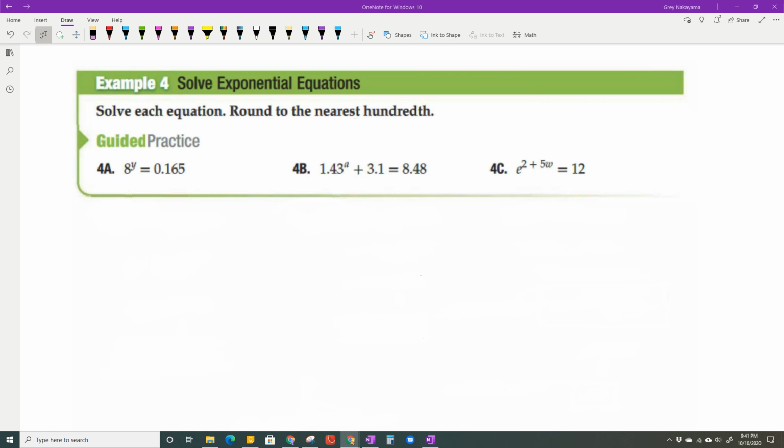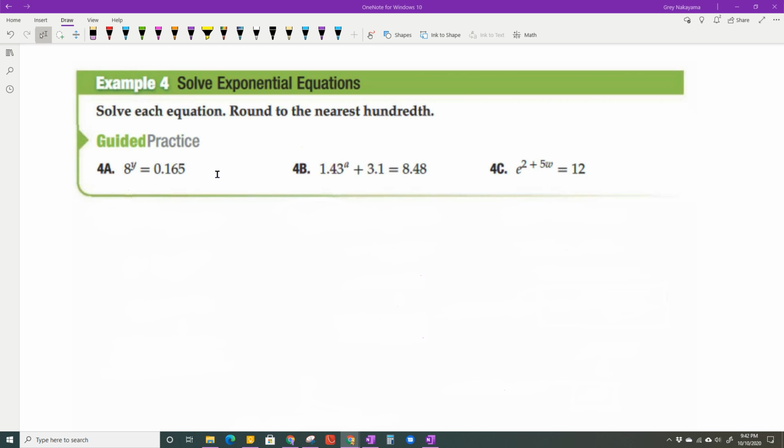So in our notes, the next example that was an exponential equation is number 4. So if you've got them all printed out, jump down to number 4. Okay, 4a, solve each equation, round to the nearest hundredth. So I have 8 to the y equals 0.165. Well, clearly I cannot write these two things with the same base. So that means I'm going to figure out how to get rid of that to solve for y.